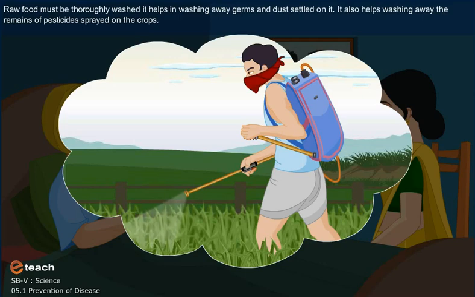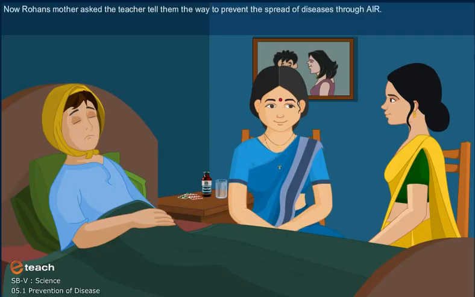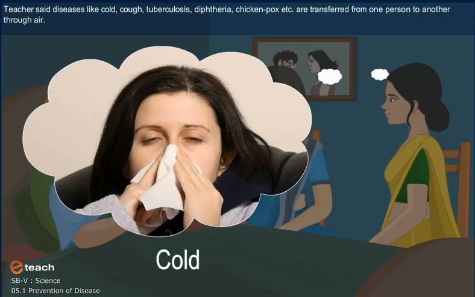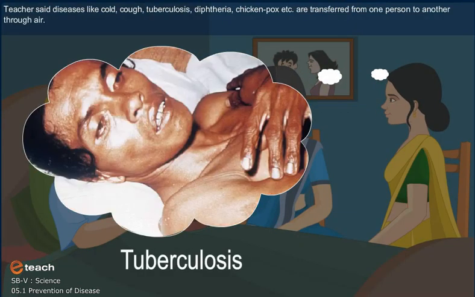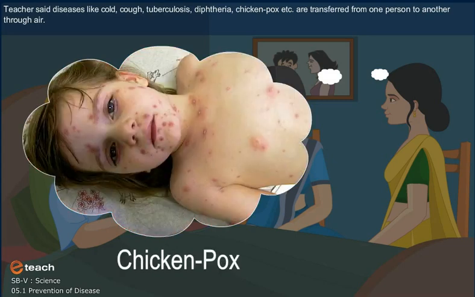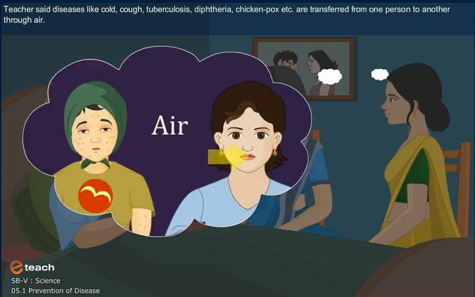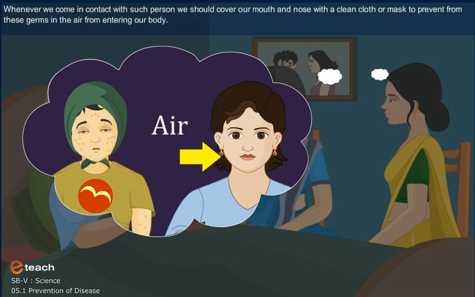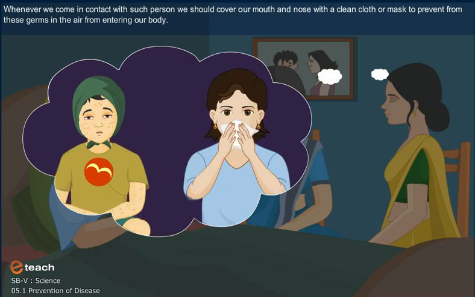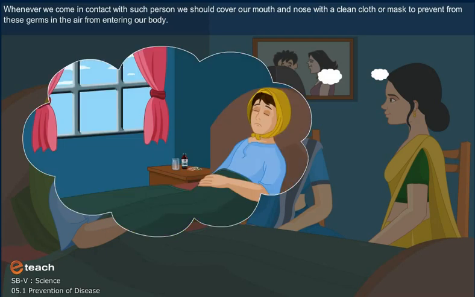Now, Rohan's mother asked the teacher to tell them the way to prevent the spread of diseases through air. Teacher said diseases like cold, cough, tuberculosis, diphtheria, chickenpox, etc. are transferred from one person to another through air. Whenever we come in contact with such persons, we should cover our mouth and nose with a clean cloth or mask to prevent these germs in the air from entering our body.